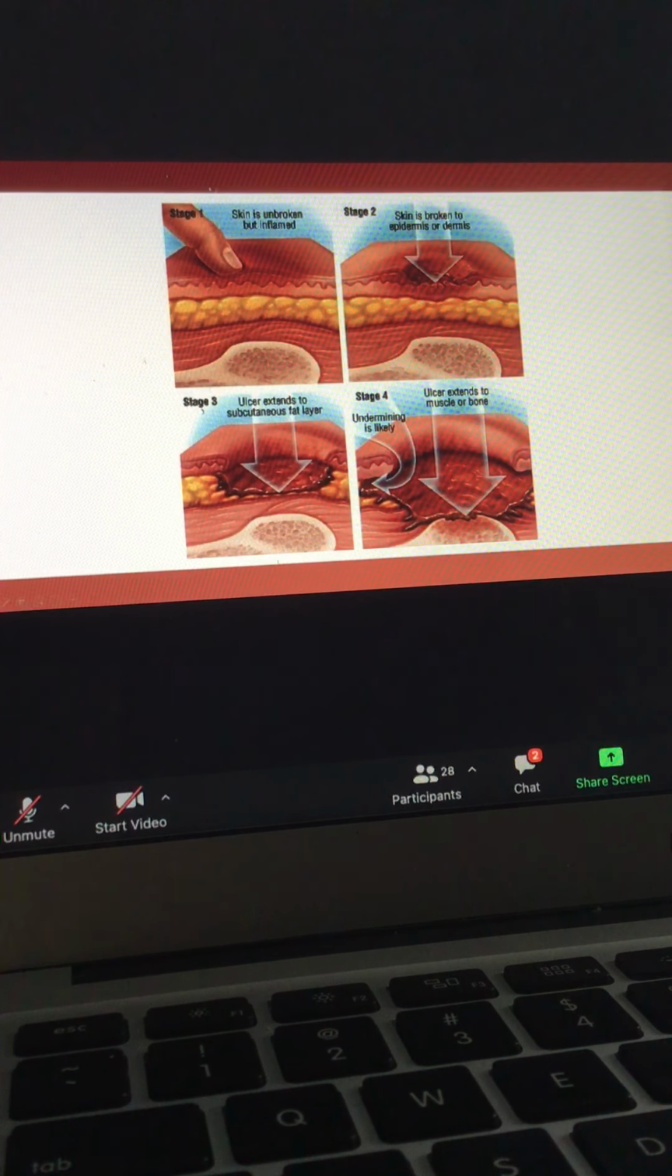Okay, I do have a lot of questions on this part. I don't want you getting confused which one is stage 1, stage 2, stage 3.